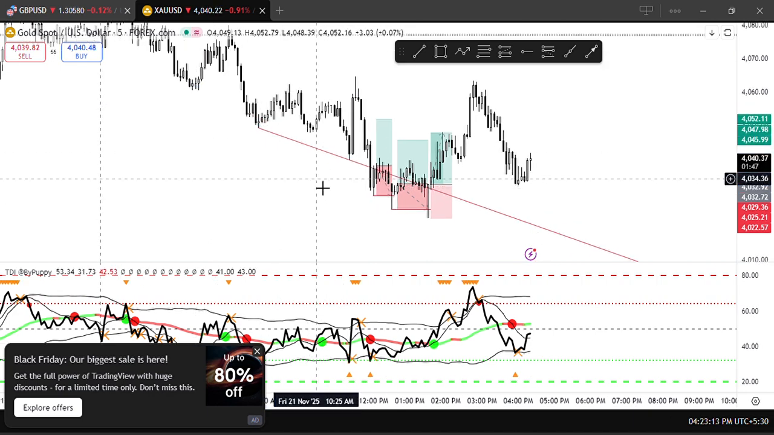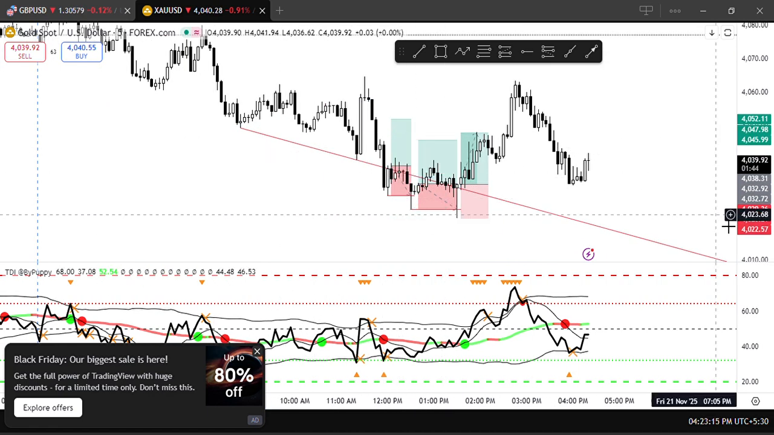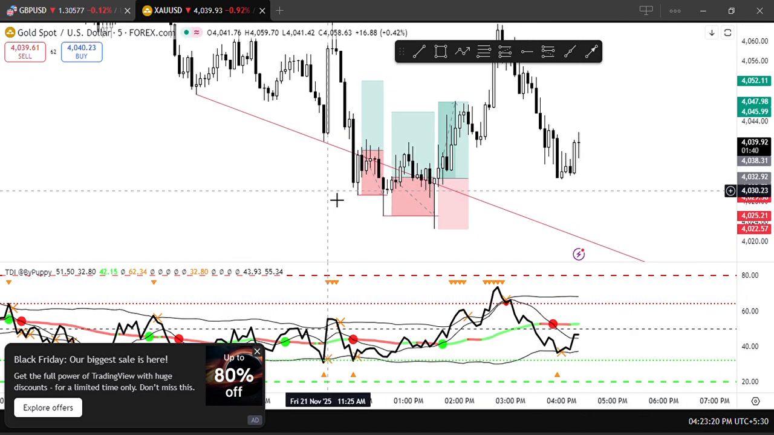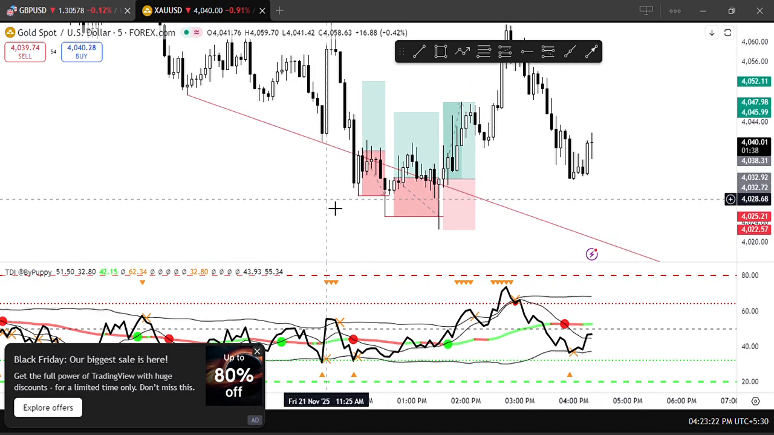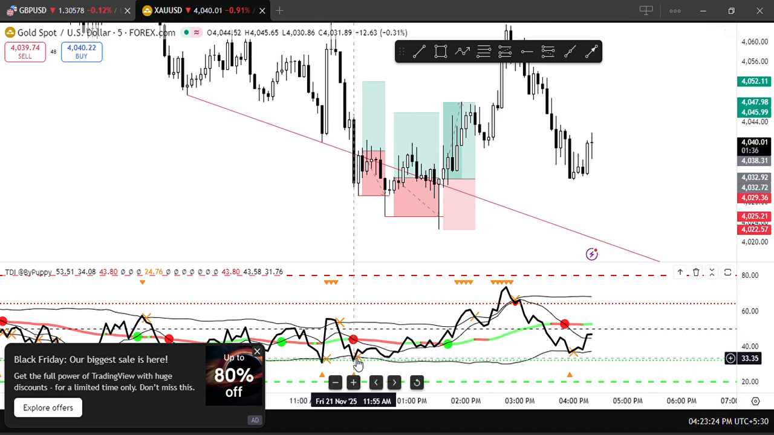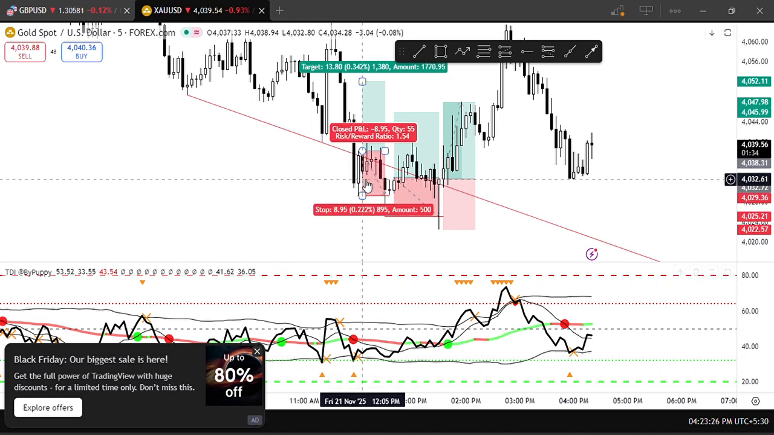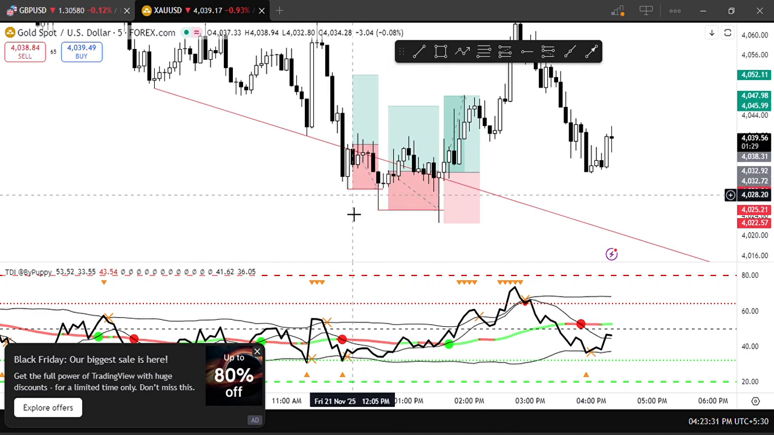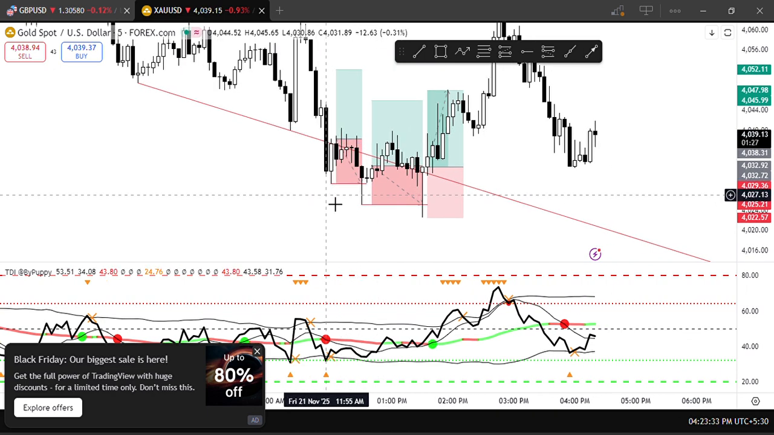Here, I saw this breakout of what we call a channel or wedge. You can call it anything. After this break, I saw this hook on TDI. So I just immediately entered here and kept my stop loss at the low. But this didn't really play out and immediately took my stop loss.